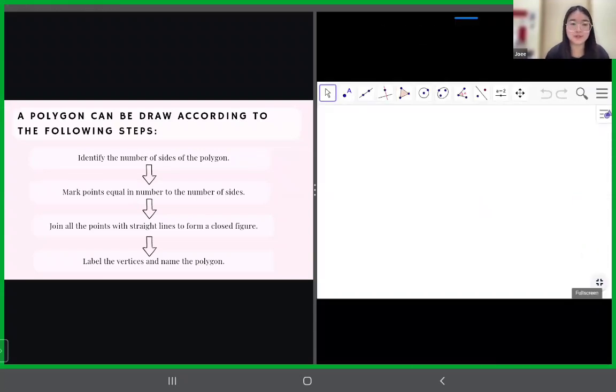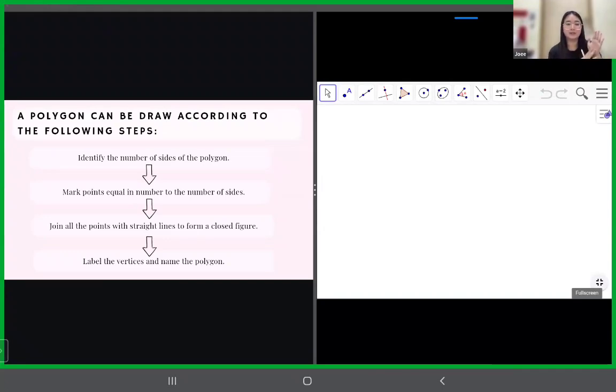To draw a polygon, first you need to identify the number of sides of the polygon. For example, now we want to draw a polygon with 5 sides. Second, you need to mark points equal in number to the number of sides. That means you need to mark 5 points. If you have 6 sides, then you need to mark 6 points. It is based on how many sides you have.